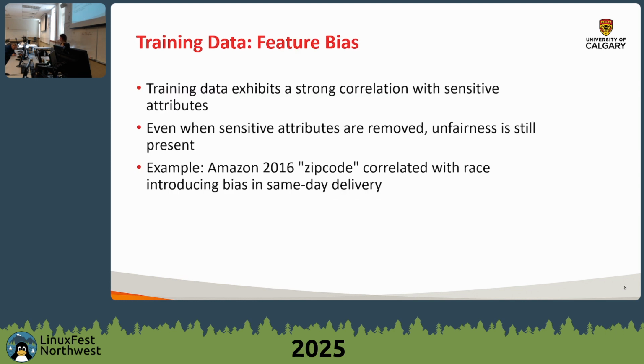So, different types of training data bias. We have feature bias, and this is where the training data has a strong correlation to sensitive attributes, such that even when you remove those sensitive attributes, the unfairness is still present.